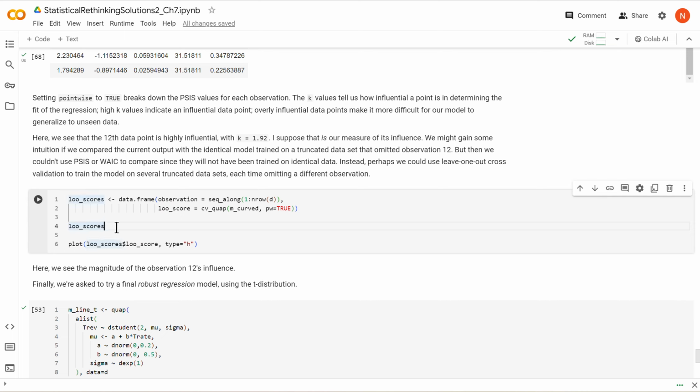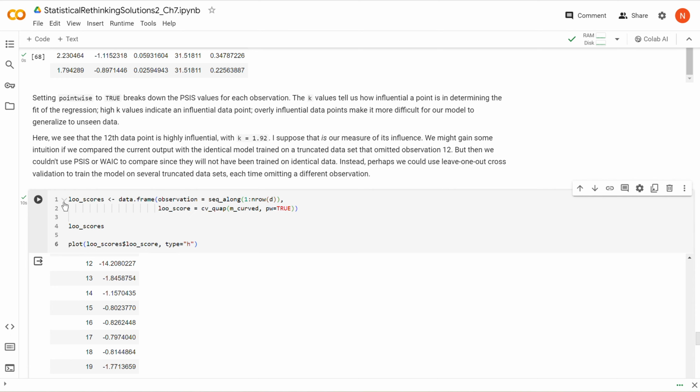And then we'll look at the data frame that's created, as well as a plot of the cross-validation scores, leaving out individual observations. And this takes a second to run. Let me pause it. Okay, so we're back.